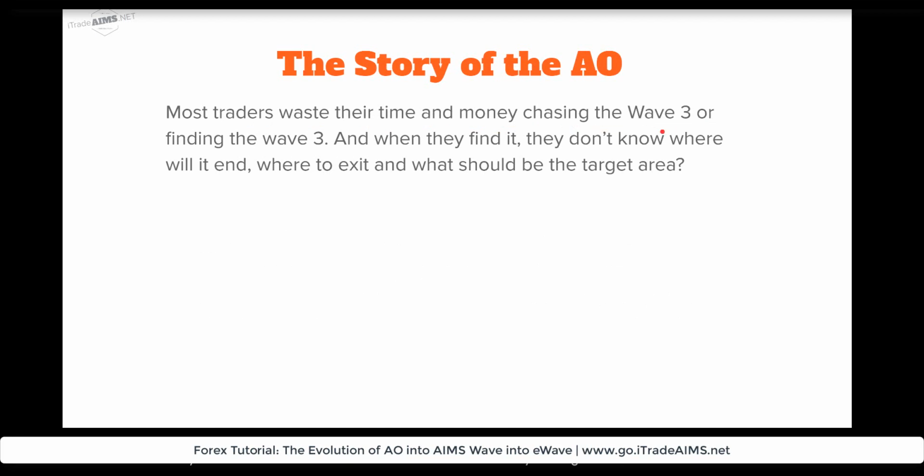It's that elusive dream. It's the gold rush. Wave 3 is the gold rush. And when they find it, they don't know where it will end, where to exit, and what should be the target area. Because remember, the golden rule of trading is that you should know exactly where to exit.